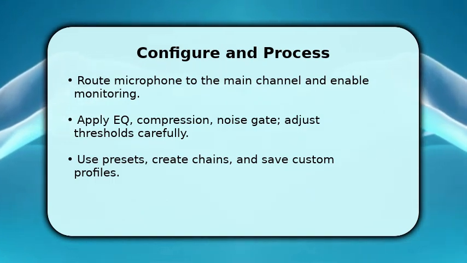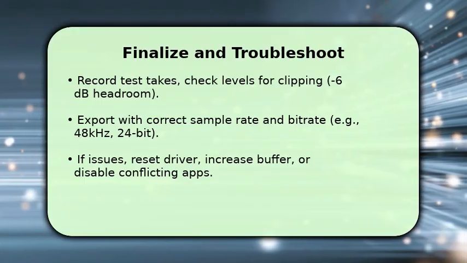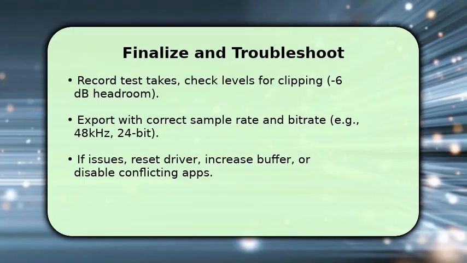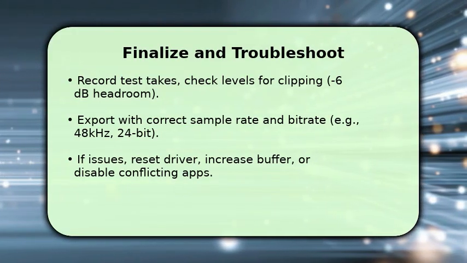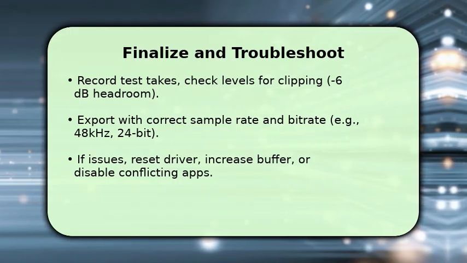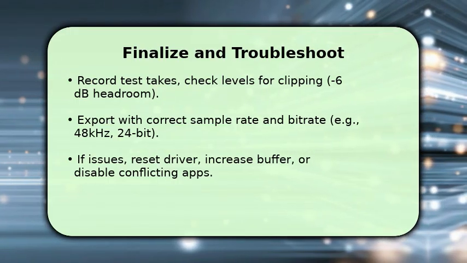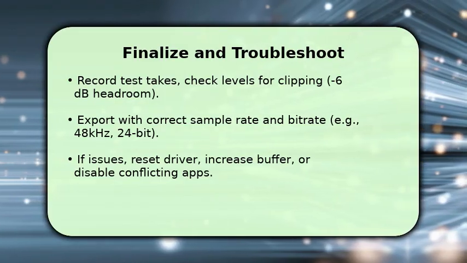Finish by recording multiple test takes and checking levels to avoid clipping. Aim for about 6 decibels of headroom. Once satisfied, export files with the correct sample rate and bitrate, for example 48 kHz and 24-bit for high quality.